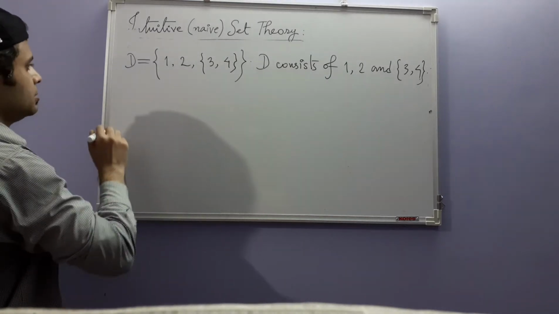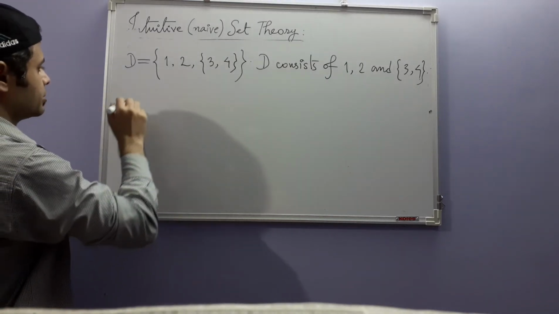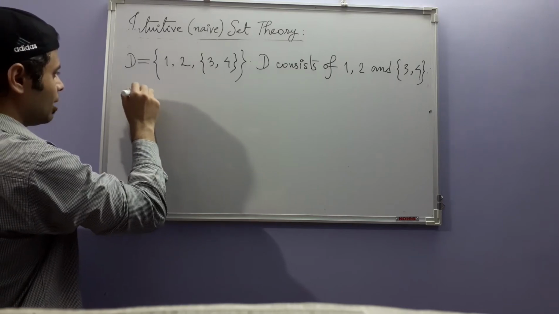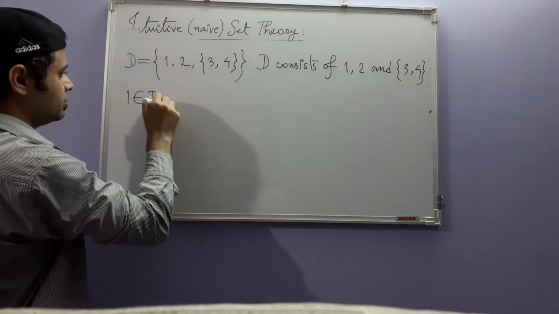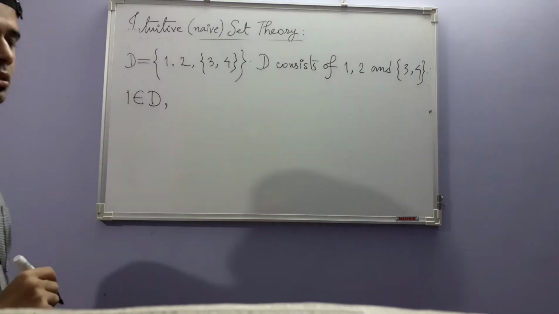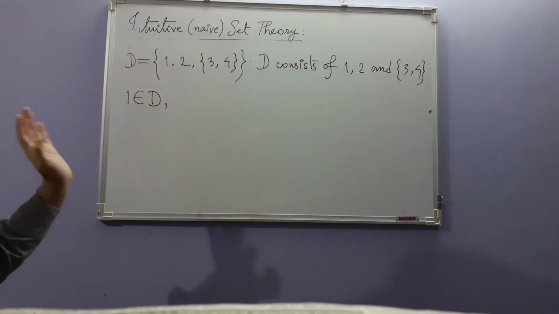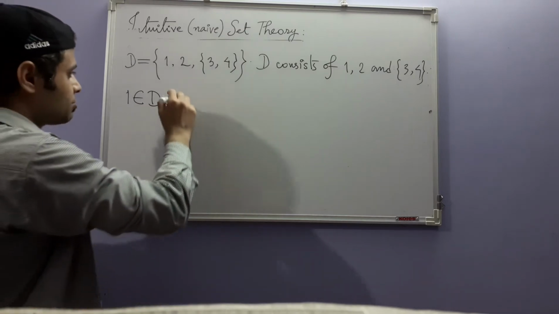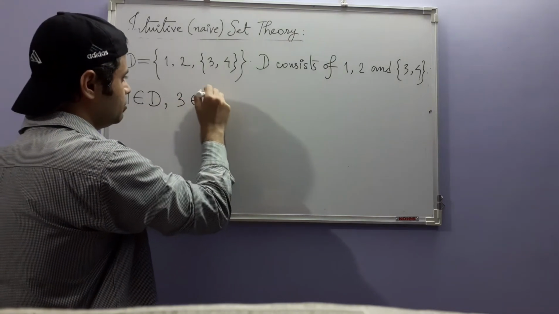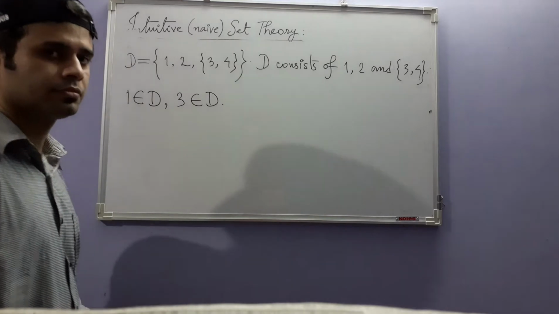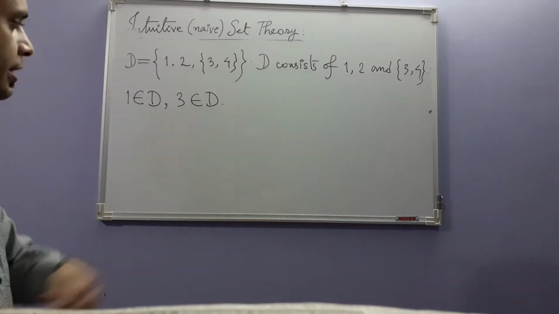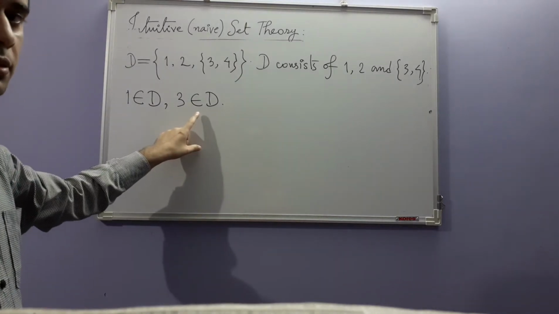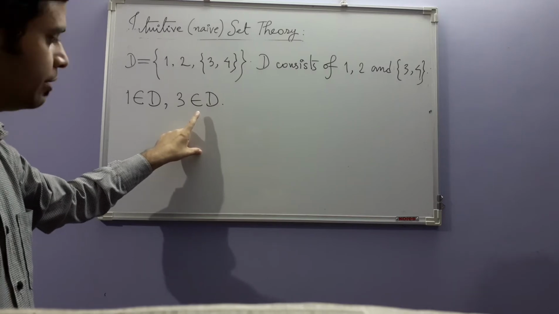So you consider these statements. One belongs to D. Okay, one belongs to, this is a true statement. One definitely belongs to D. What about this statement? 3 belongs to D. Is it true or false? Actually, it's a false statement.